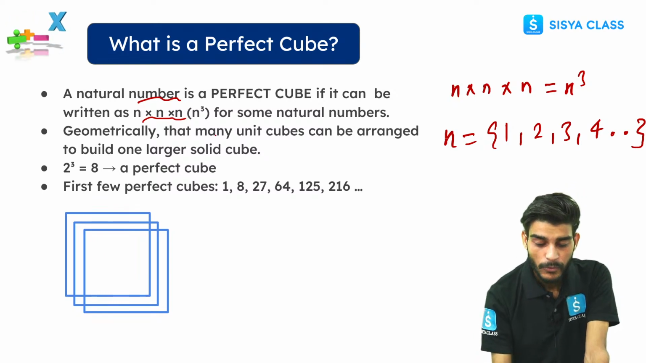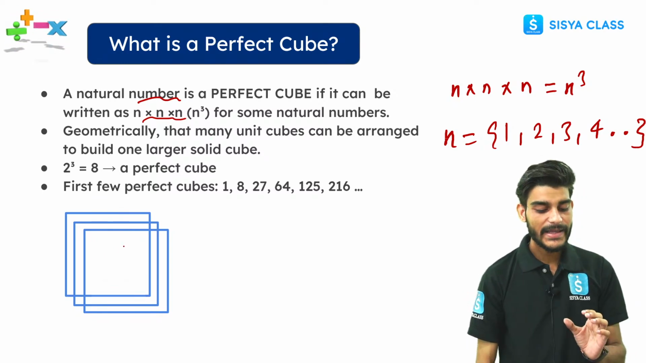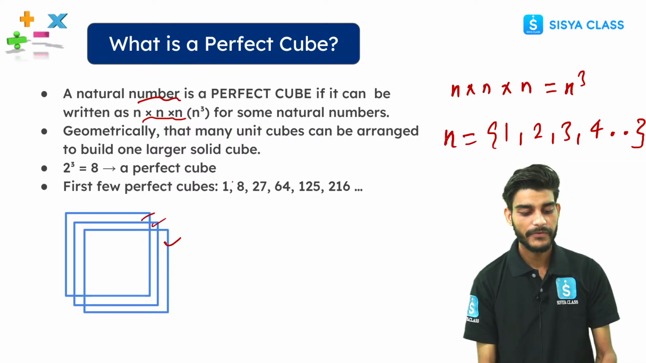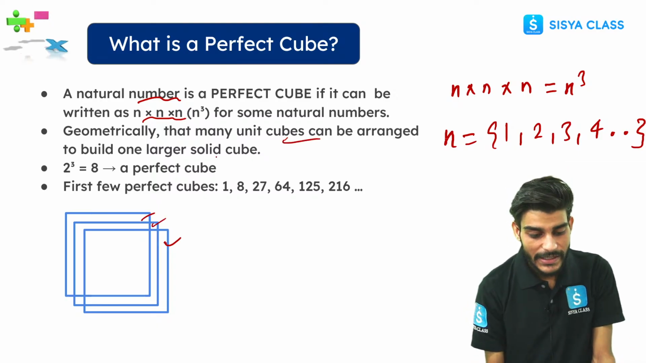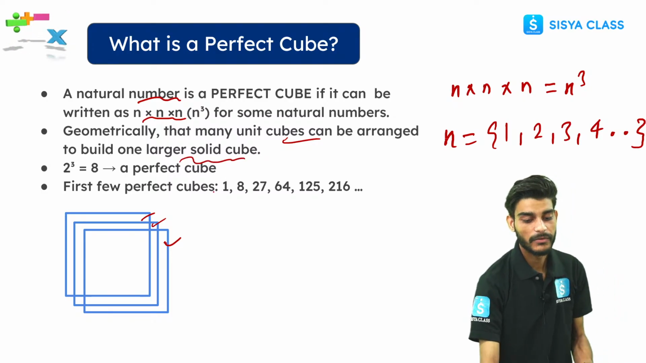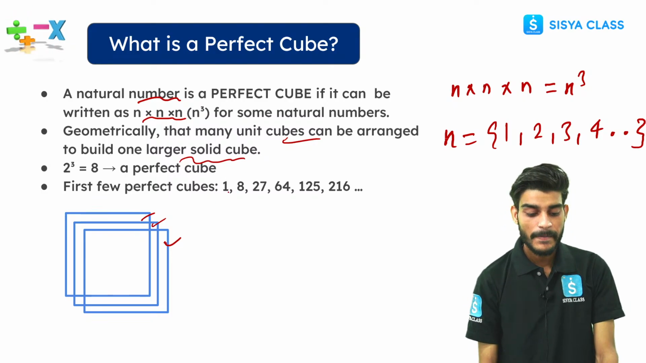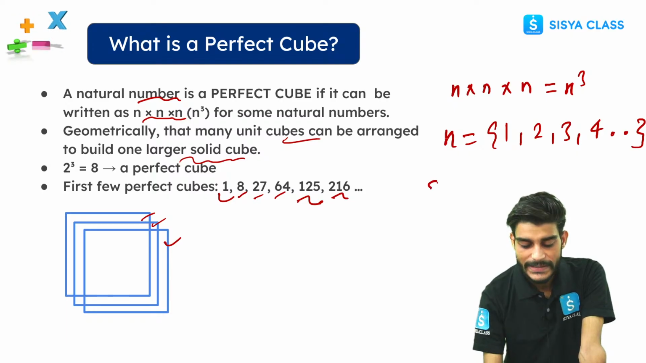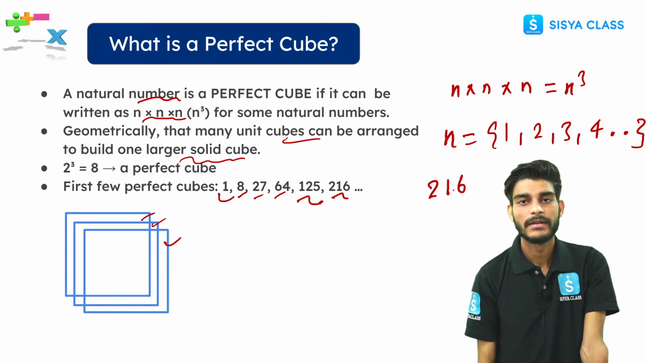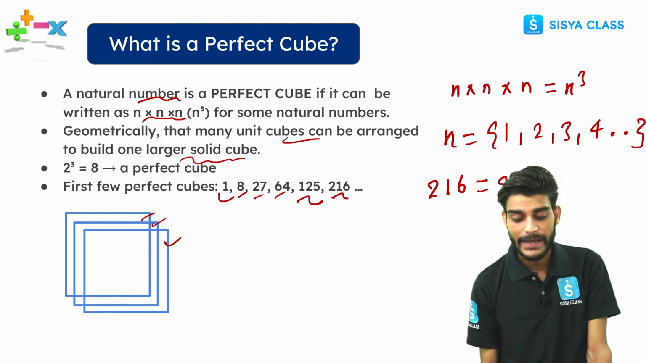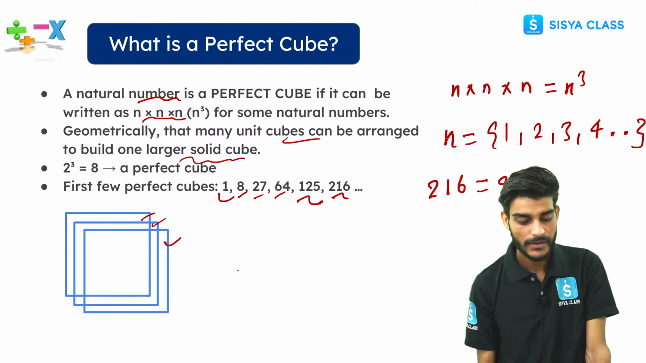Geometrically, what is the meaning of a perfect cube? If you arrange unit cubes, that many unit cubes can be arranged to build one larger solid cube, and that forms a perfect cube. Some of the perfect cubes are 1, 8, 27, 64, 125, 216. Which number is forming 216? If I take the power of 8, right? Sorry.